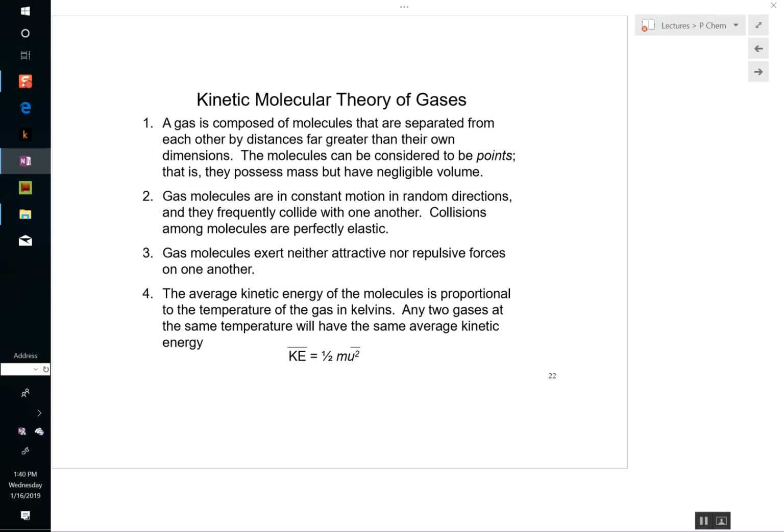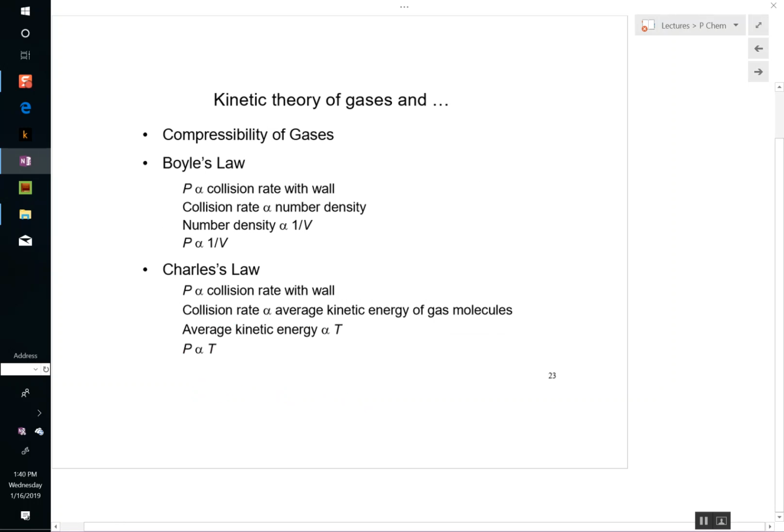Any two gases at the same temperature will have the same average kinetic energy, and that energy is directly proportional to its absolute temperature. So the kinetic energy is proportional to the temperature in Kelvin. Absolute temperature. Yeah, this is just summarizing some of the things that are going on.